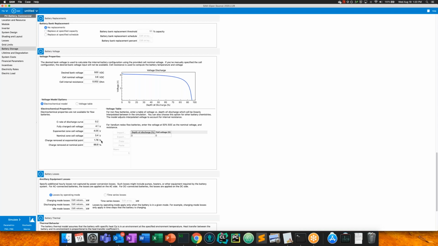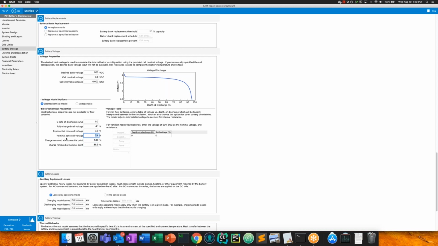This is the X and the Y coordinate of the end of the exponential zone, which is here. So it's about 4.05 volts with a depth of discharge of 1.78. So if I decrease this voltage, we'll see that it will result in a steeper decrease. And if I move the Y coordinate, we'll see that the exponential zone can extend further and further.